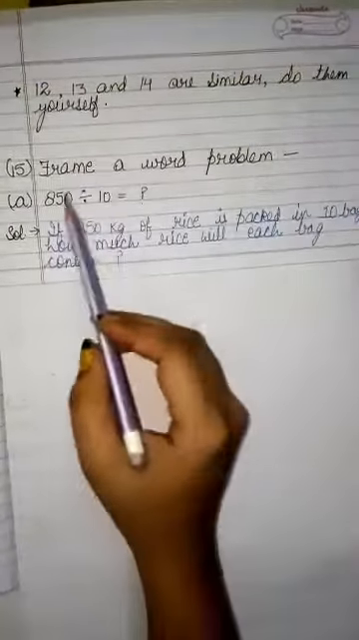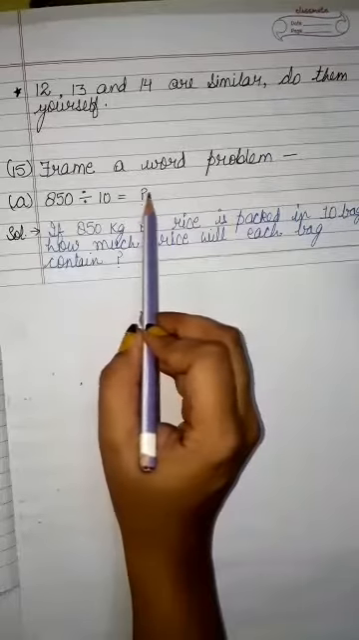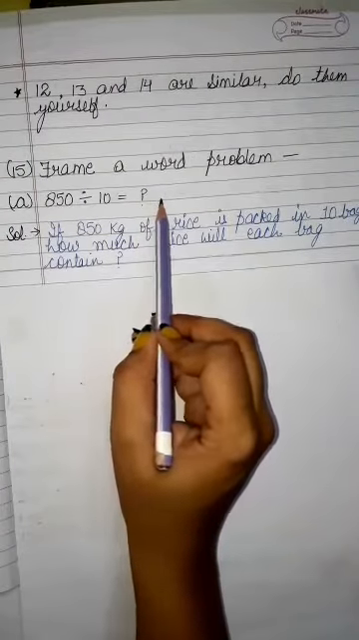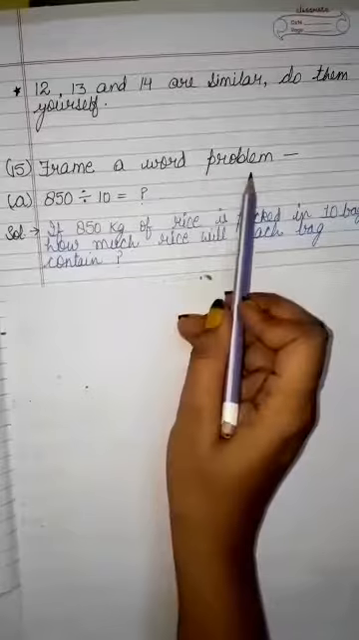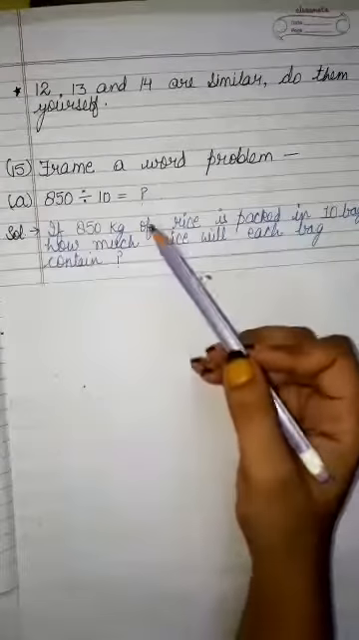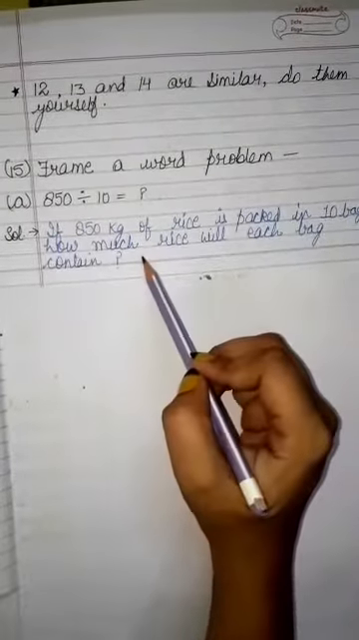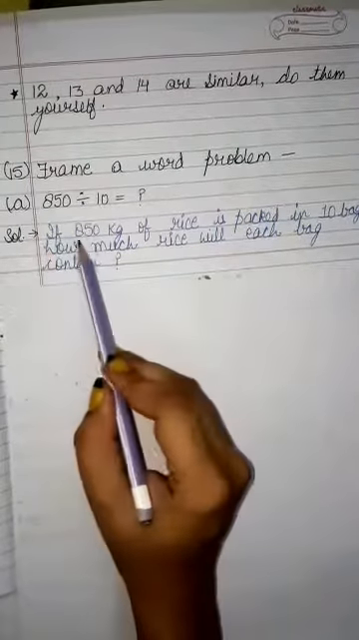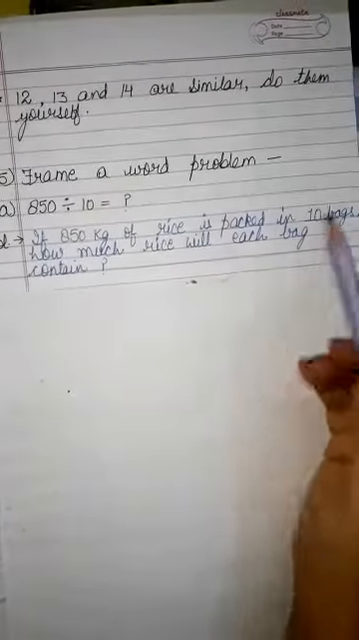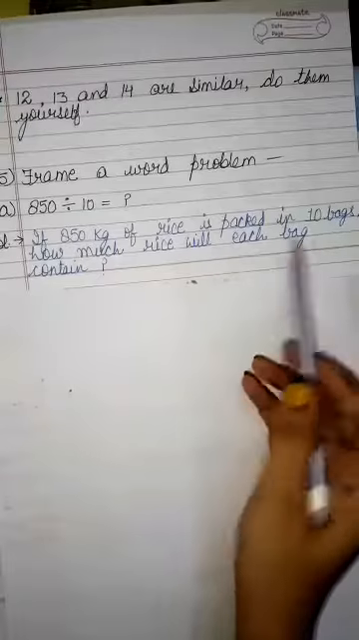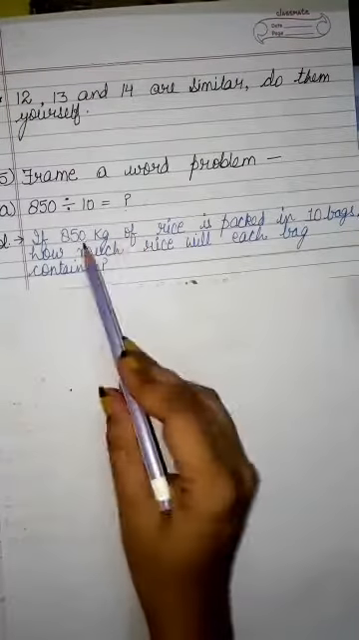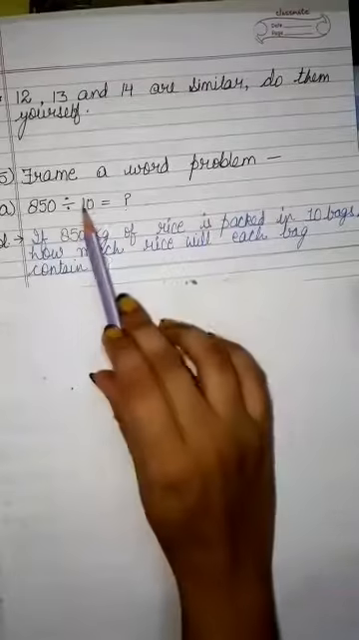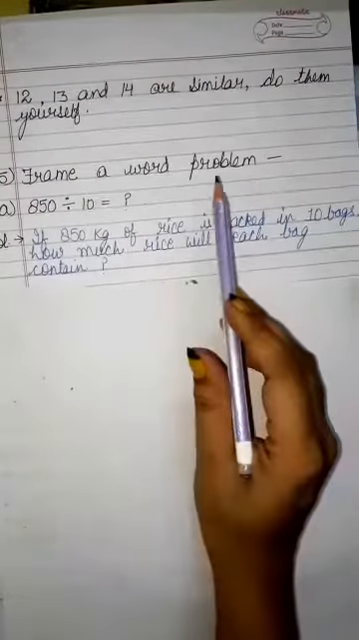See, the question is given: 850 is divided by 10. What is the answer? No need of finding out the answer. Actually, the question is to frame a word problem. You have to make a question for it. So it's not compulsory that you copy down my question. You can frame it in your own words, in your own sentence. If 850 kg of rice is packed in 10 bags, how much rice will each bag contain? For this, obviously you need to find the answer by dividing. So in this way you can frame a word problem.